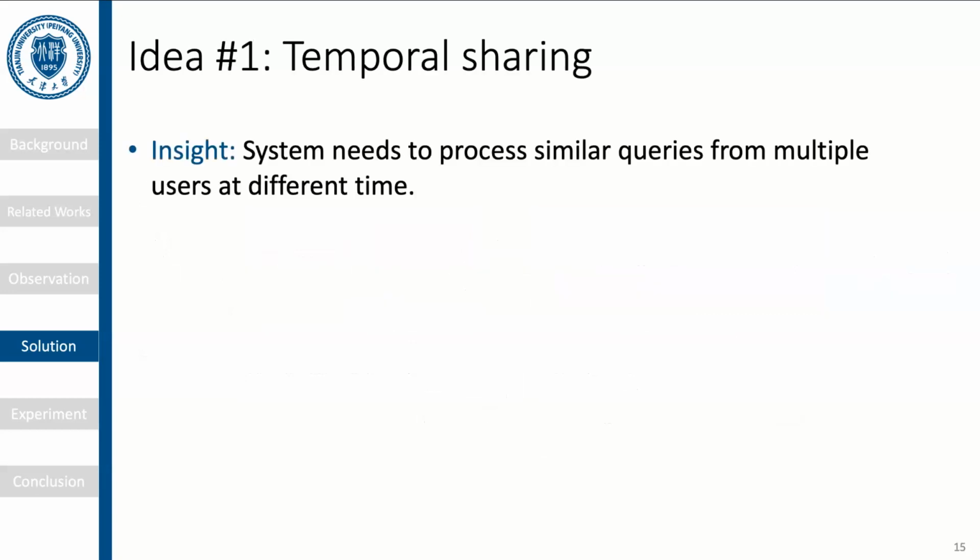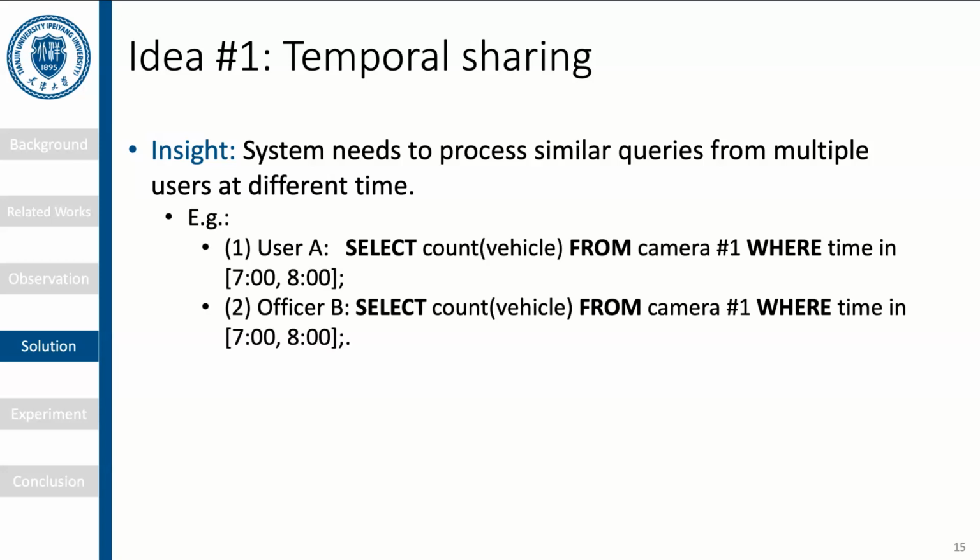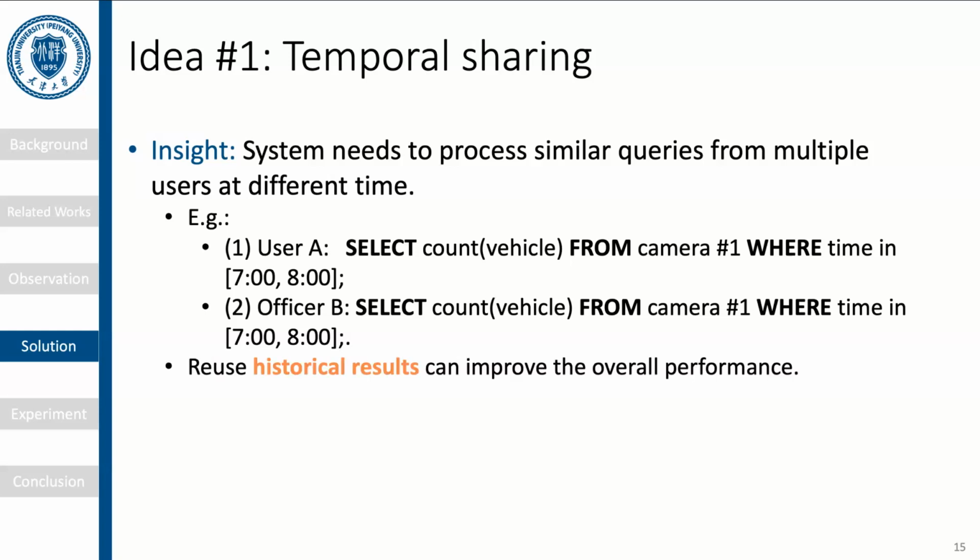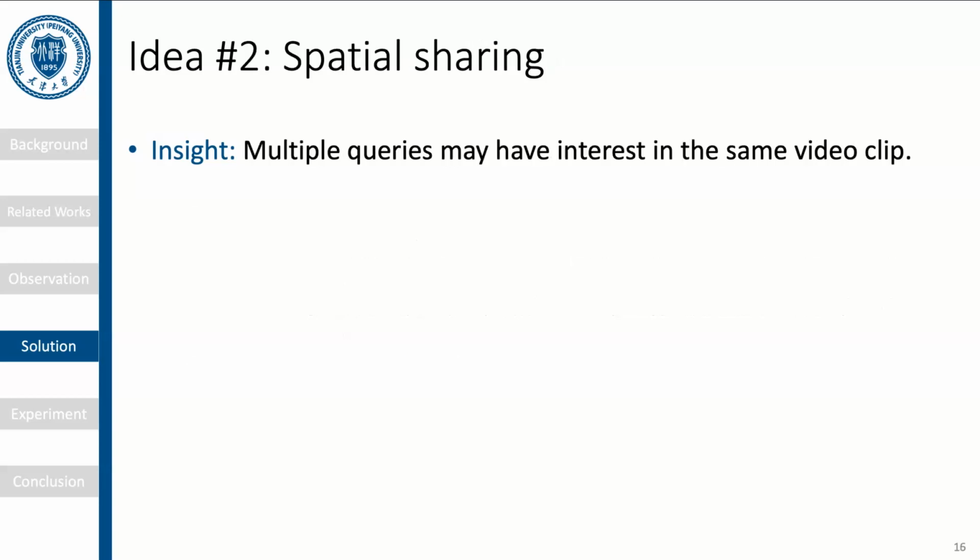Next, let's get right to the design ideas of the DVQShare system. The first one is based on temporal sharing. In a real-world situation, a video analytic system often needs to process similar queries from multiple users at different times. For example, user A may submit a request to check the traffic flow of a nearby intersection to plan his route to work. A government office B may submit the same request to the system to help them control traffic in the future. Hence, a historical store is used to cache results to help improve the processing performance.